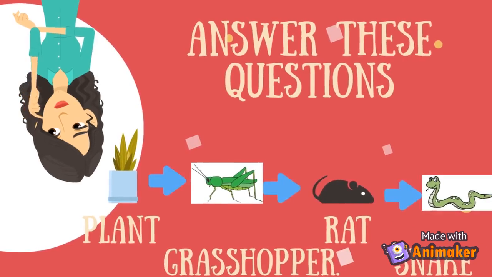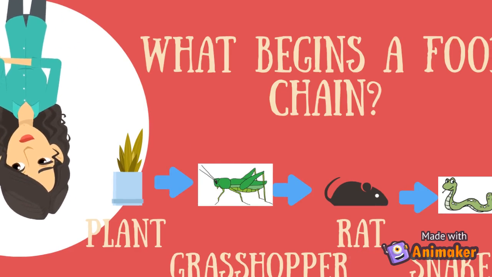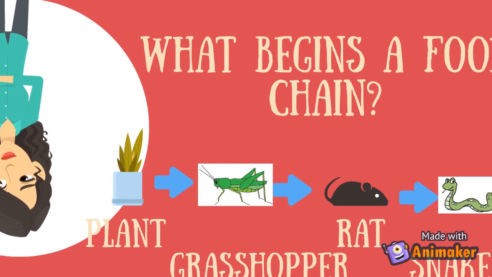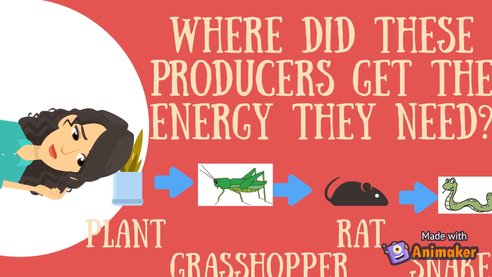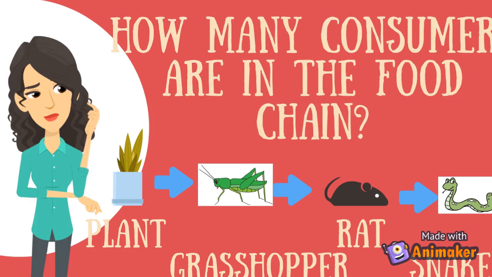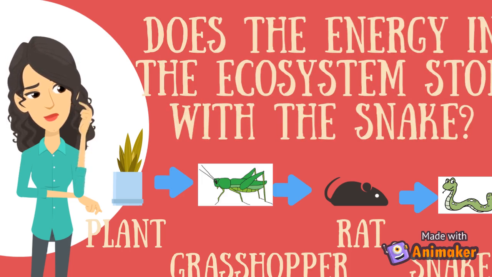Look at the food chain that was created. Can you answer these questions? 1. What begins all food chain? 2. Where did these producers get the energy they need? 3. How many consumers are in the food chain? 4. What do the arrows in the food chain represent? 5. Does the energy in the ecosystem stop with the snake? Pause the video and answer these questions.